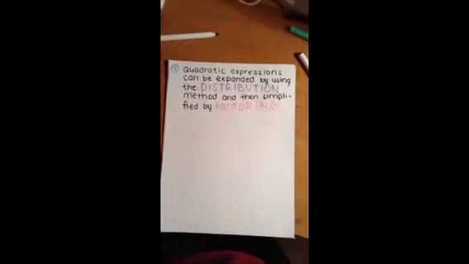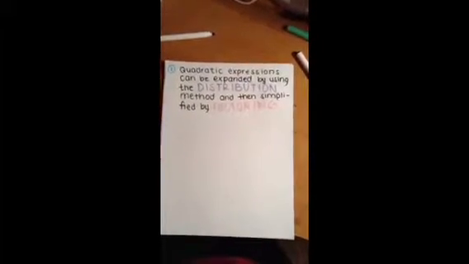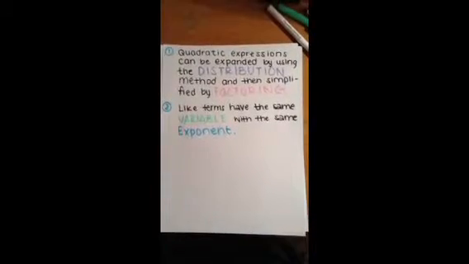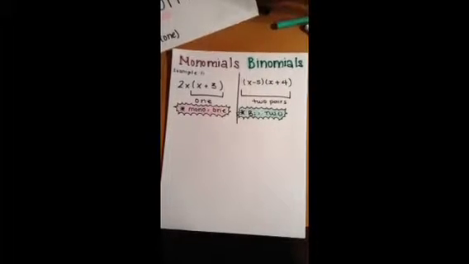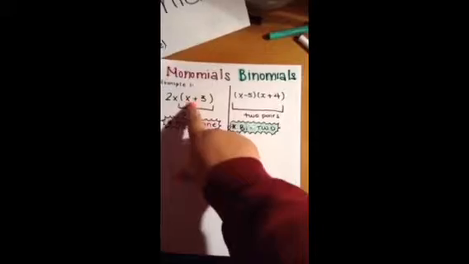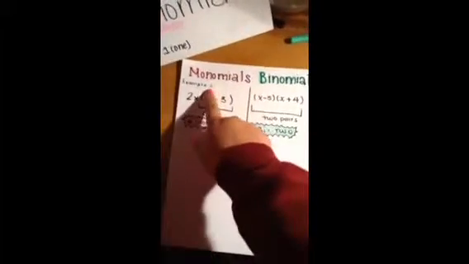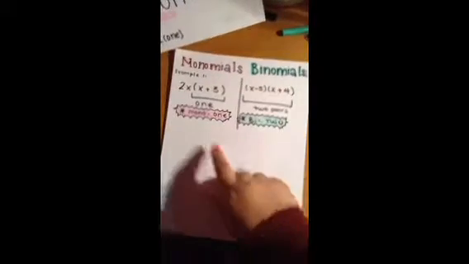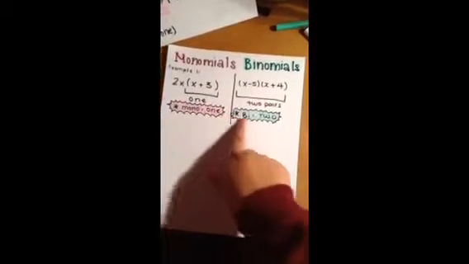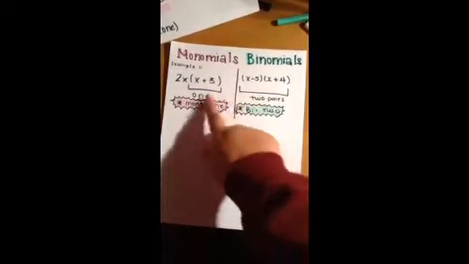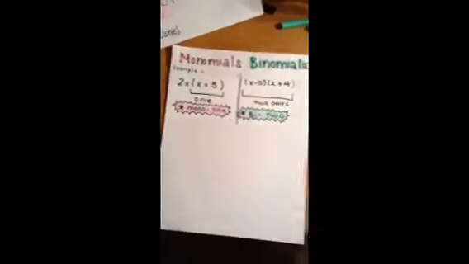Quadratic expressions can be expanded by using the distribution method and then simplified by factoring. Like terms have the same variable with the same exponent. So as you can tell, between monomials and binomials, you can easily see that in the monomial there's only one pair, but here you see that there are two pairs. Again, mono meaning one and bi meaning two. So that's how you can tell the difference between monomials and binomials.